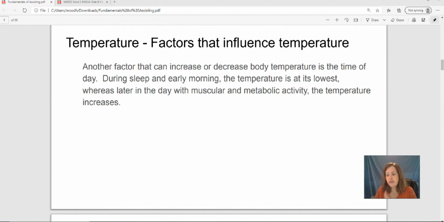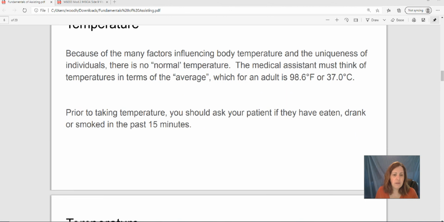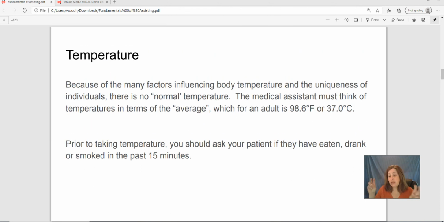And then as we move throughout our day, doing whatever we need to do, we eat, then we eat again, and we have soda or caffeine or coffee throughout the day. Our body is metabolizing, and all of that creates heat. So our temperature is going to be higher later in the day. So there is no normal temperature because there are so many factors. We have average temperature. So average for an adult is 98.6 Fahrenheit or 37.0 Celsius. Yes, you need to know both of those numbers.